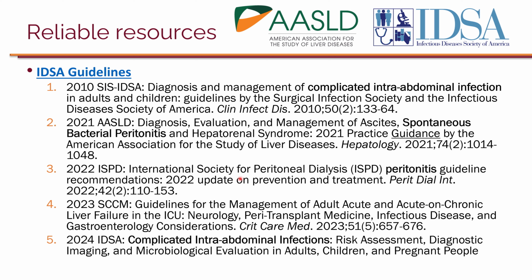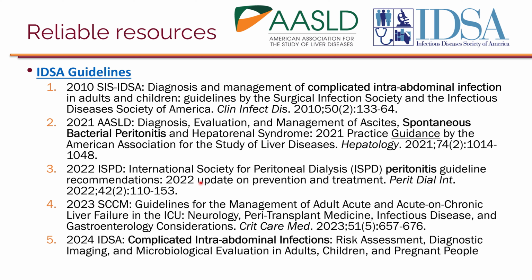Now let's take a look at some reliable resources. IDSA guidelines for complicated intra-abdominal infections were released in 2010 that included recommendations for diagnosis as well as management. So treatment recommendations are from the 2010 guidelines. The AASLD, or the American Association for the Study of Liver Diseases, also released guidance in 2021 for the management of ascites, spontaneous bacterial peritonitis, and hepatorenal syndrome.